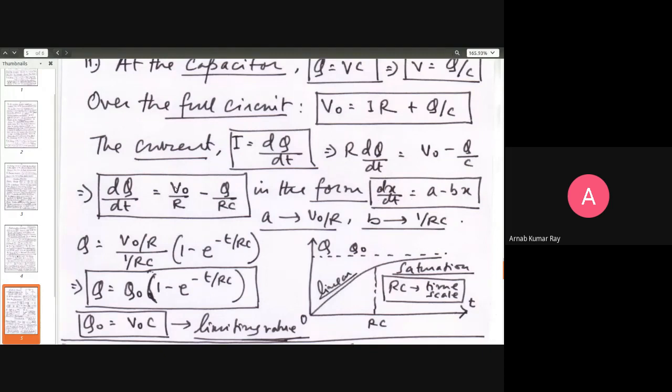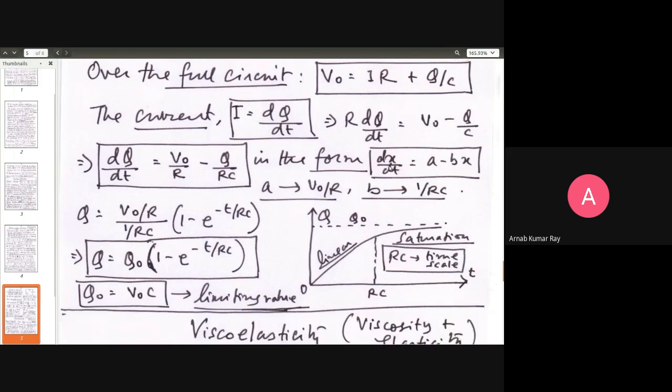So this is in the form dx/dt is equal to A minus Bx. I hope you are familiar with this equation. We have discussed this at great length. A is the equivalent of V naught by R, and B is the equivalent of 1 upon RC. What is the solution of this equation? You just refer to the notes that we have discussed in the mathematics theory class. X will be equal to x naught into 1 minus e raised to minus bt. What is x naught? X naught is A by B.